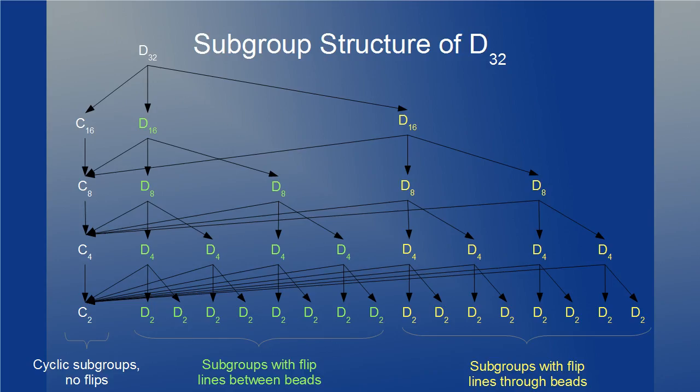On the left column are cyclic subgroups, consisting only of rotations, no flips, and the identity, which can be thought of as a rotation through 0 degrees. The arrows show that cyclic subgroups are subgroups of every group of higher order. Next, colored green are subgroups that consist of flips that go between the beads, as well as some rotations and the identity. Further to the right, colored yellow are subgroups of flips that go directly through the vertices where the beads will be seated, as well as some rotations and the identity.